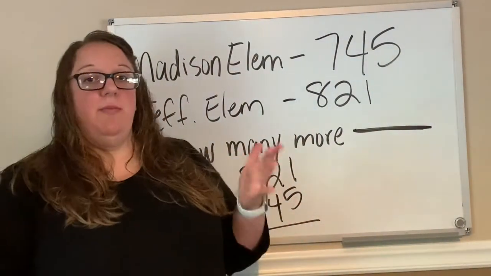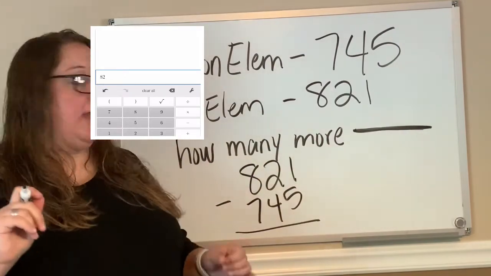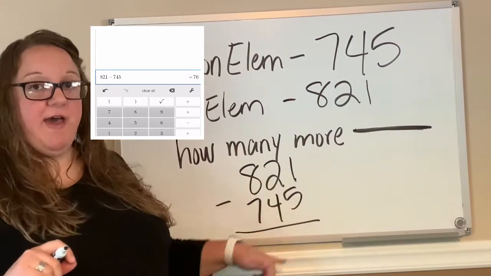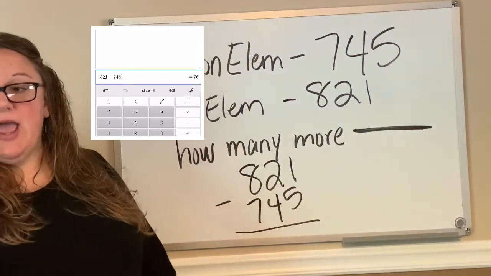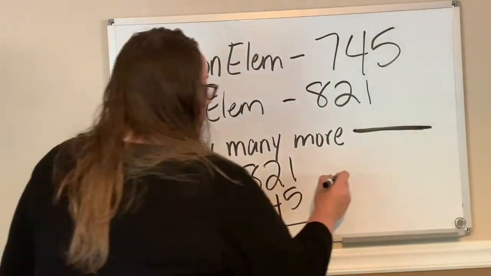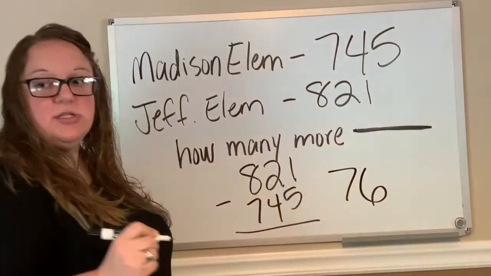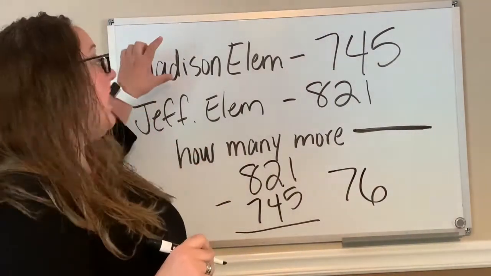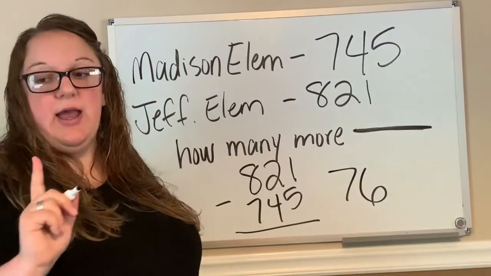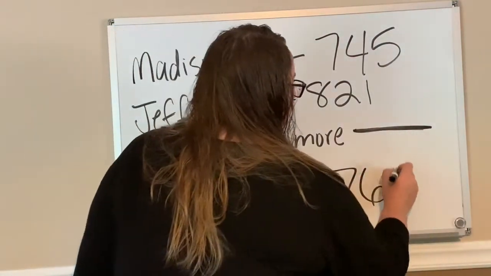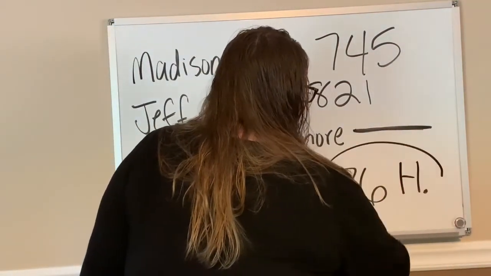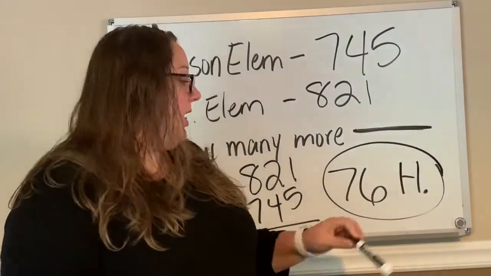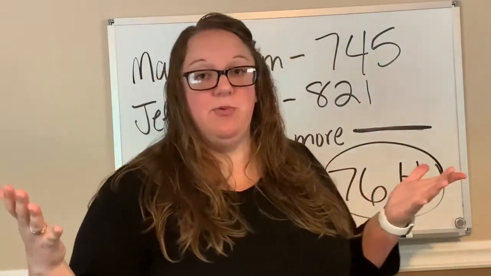Okay, so now I'm going to pull up my calculator and I'm going to type right in there 821 minus 745, and that is going to equal 76. So 76 more students go to Jefferson than Madison, okay? And I know from looking at my answer choices, that was answer choice H. All right, that one's pretty simple. Subtraction there, single step problem.